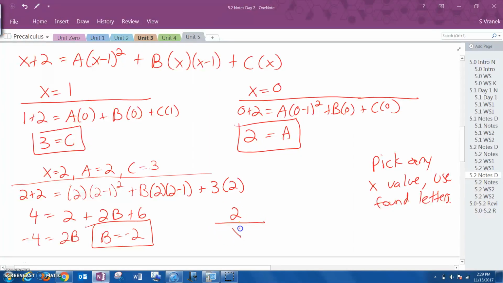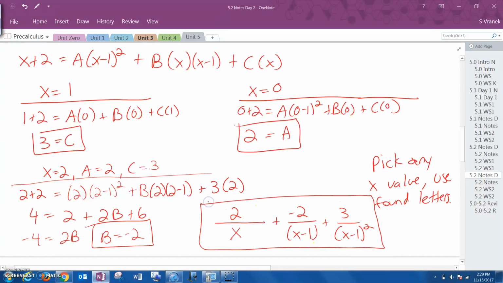over, I think that was just over x. You have to look up at the top or see your page. Plus b, which is -2, over just the individual factor. And then plus c, which is 3 over the squared factor. That is the partial fraction decomposition. That's the decomposition of the original fraction.